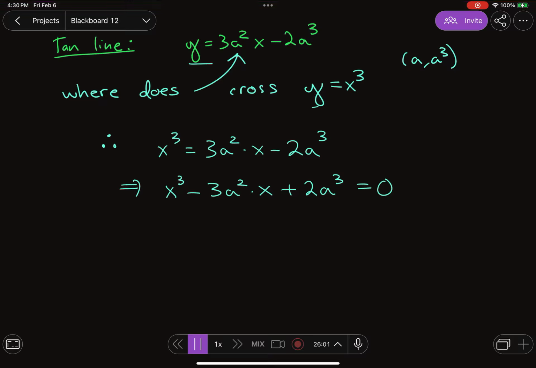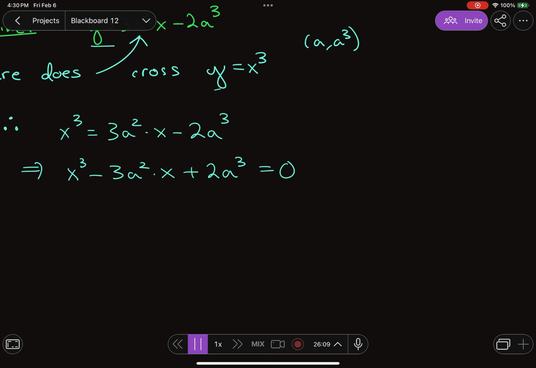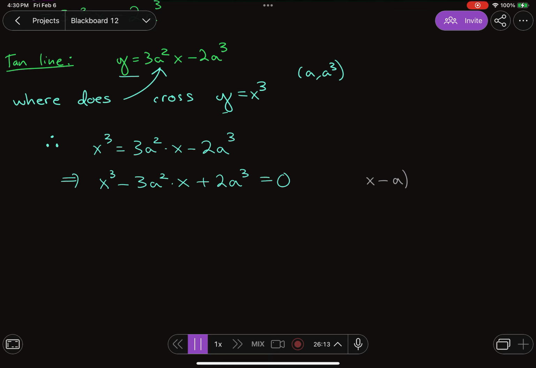Well, we can just do some quick division. So let me do some division real quick to figure out a way to rewrite this cubic. We know that x minus a is a factor. And that's the factor theorem. Okay, so long division. This is not the way to do it. x cubed minus 3a squared times x plus 2a cubed.